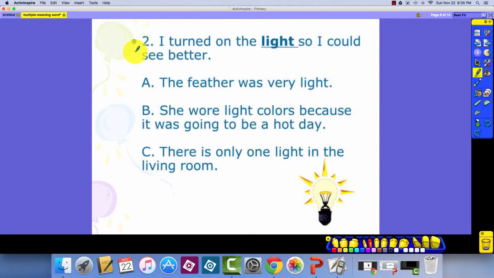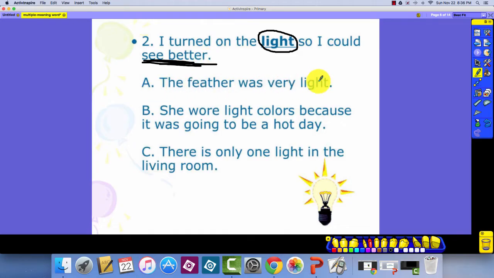Let's try another one. I turned on the light so I could see better. Okay, so I want to figure out what this word light means. Light can mean a whole bunch of different things. Okay, let's take our clues that we read in the sentence. She needs to be able to see better. So think to yourself, what do you usually do in order to see better? You usually turn on a light of some sort, okay?